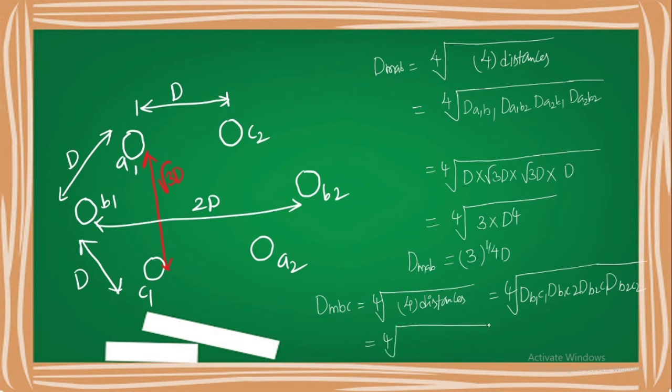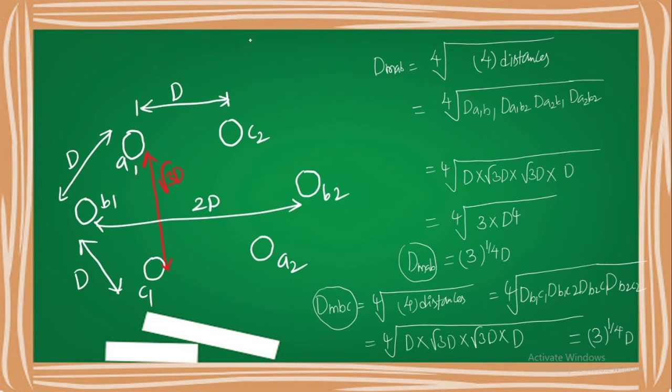Now it is the fourth root of B1 to C1, which is D. B1 to C2 is root 3 times D. B2 to C1 is again alternate, so it is root 3 times D. B2 to C2, both are at the same distance, which is D. So we get the same value as we got for DMAB. You will also get the same value for DMBC, 3 power 1 by 4 D.